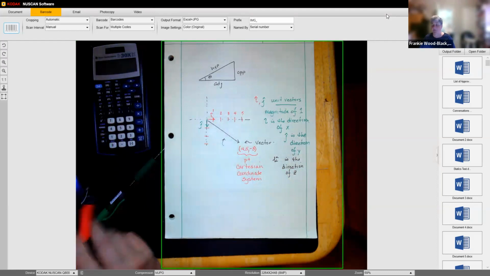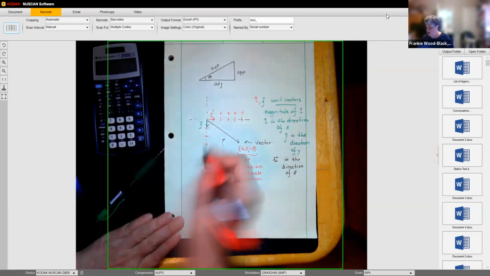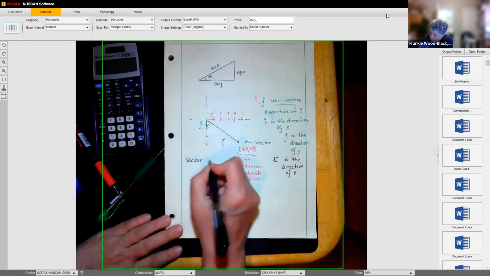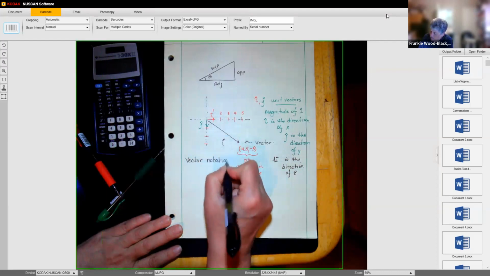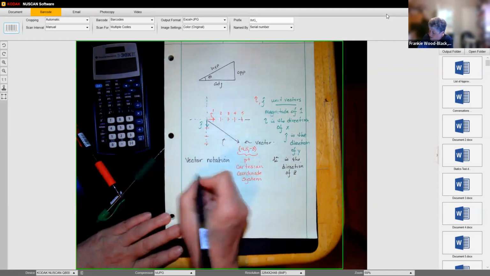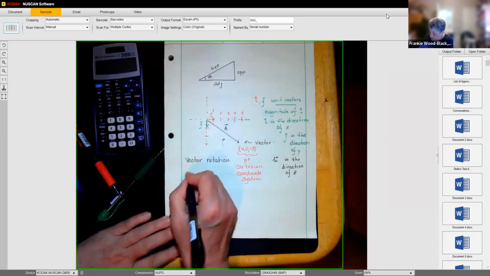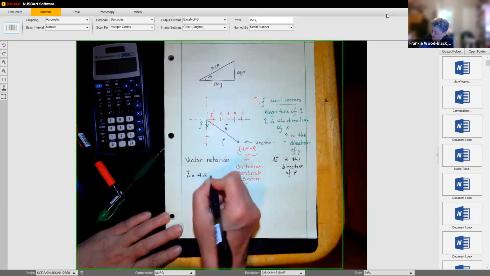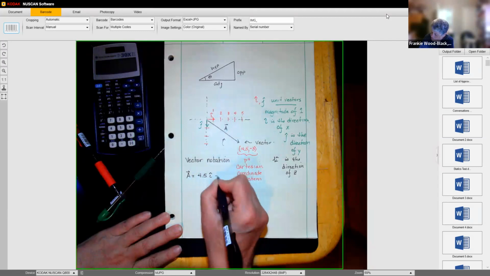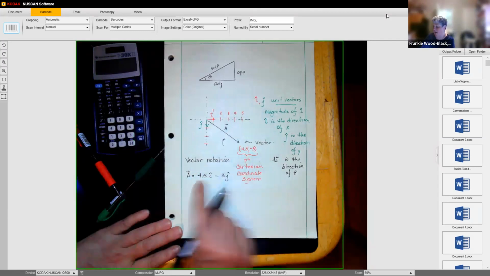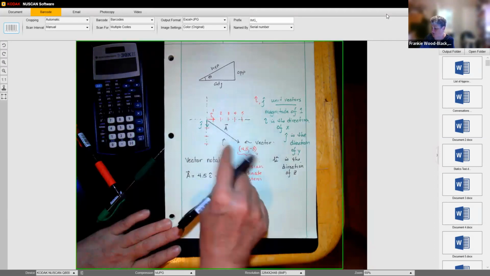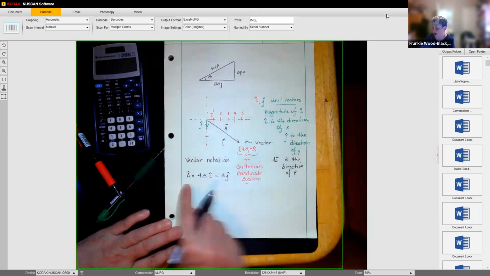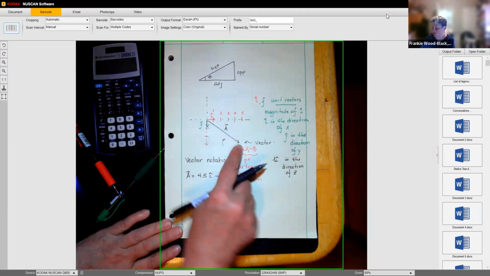Well, let's look at it a couple other ways. I can use vector notation. And we're going to give this vector a name. We're going to call it vector A. I can write vector A as 4.5i minus 3j. And that represents the two components of this vector. I've got my component here and I've got my component there. And I can draw this vector by writing it this way.